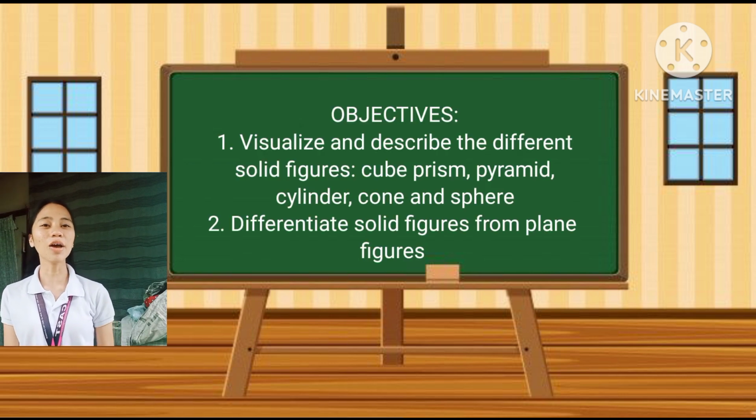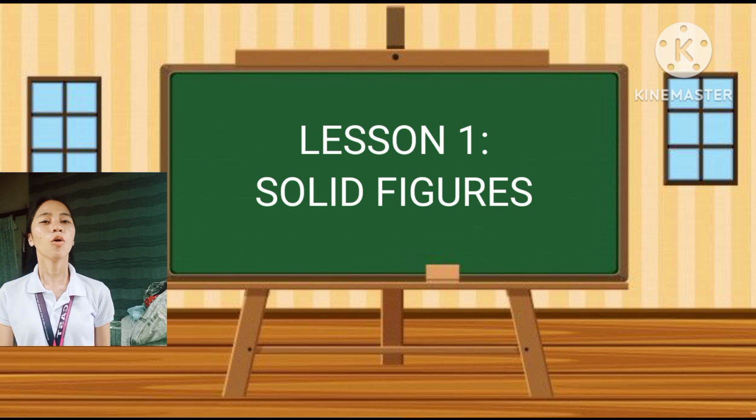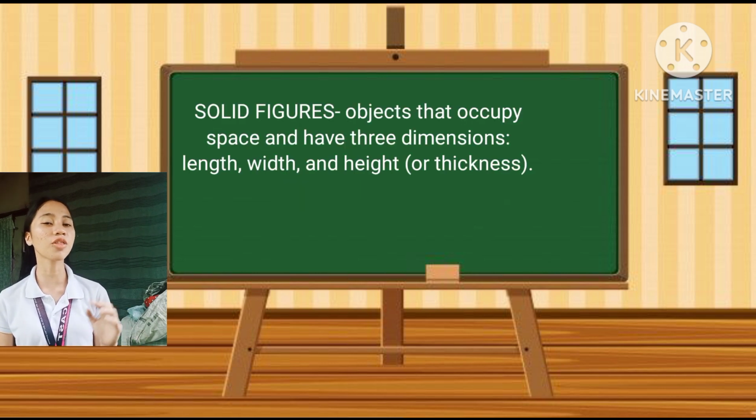Now I want you to look around. What objects do you see? You might see a book, a table, a ball, a box. Those objects occupy space and have three dimensions, which are the length, the width, and the height or thickness. All those things are examples of solid figures.